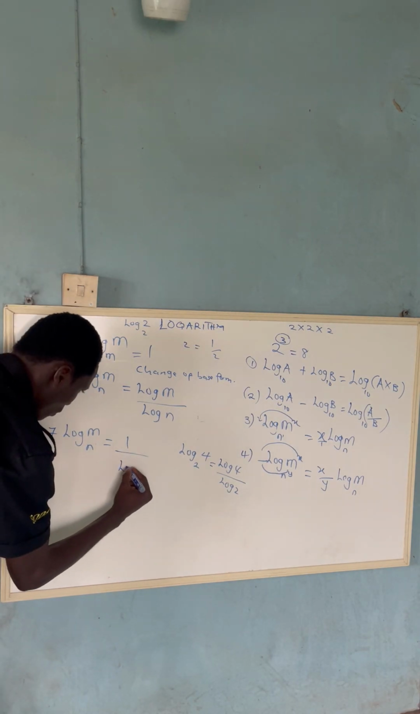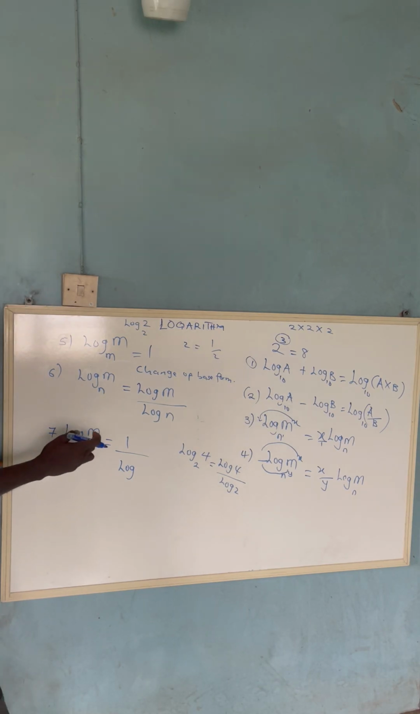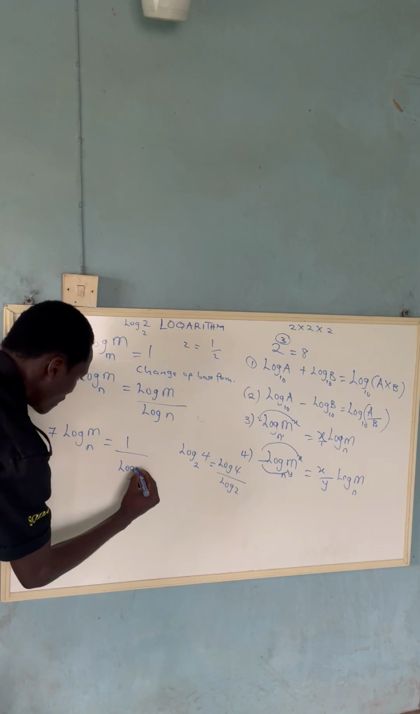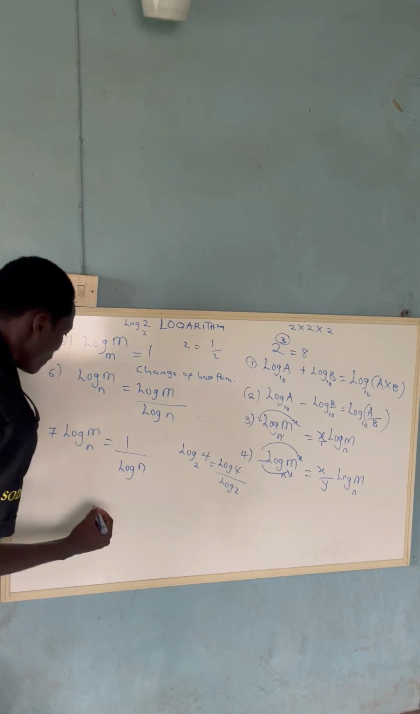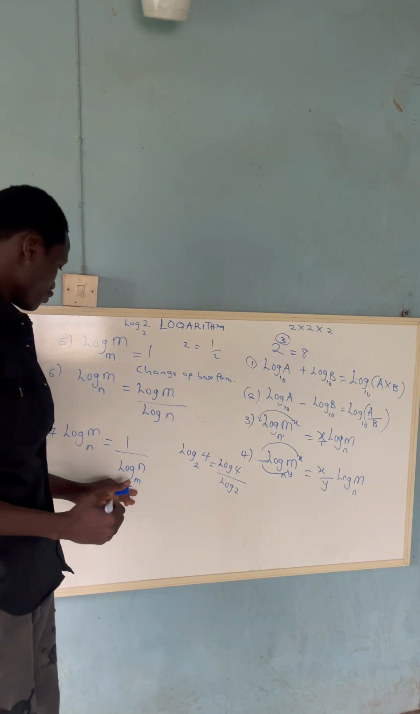Now I still have my log, but what am I going to do? I'm going to interchange the number and the base. Here the number is n, the base is n. I will change them, bring n here, bring n here. I'm going to have log n base n. That's it, the 7th law.